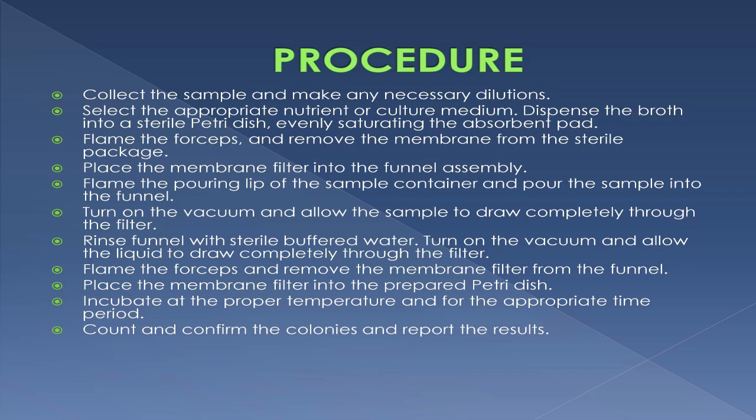Turn on the vacuum and allow the sample to draw completely through the filter. Rinse the funnel with sterile buffer water. Turn on the vacuum and allow the liquid to draw completely through the filter. Flame the forceps and remove the membrane filter from the funnel. Place the membrane filter into the prepared petri dish. Incubate at the proper temperature and for the appropriate time period. Count and confirm the colonies and report the result.